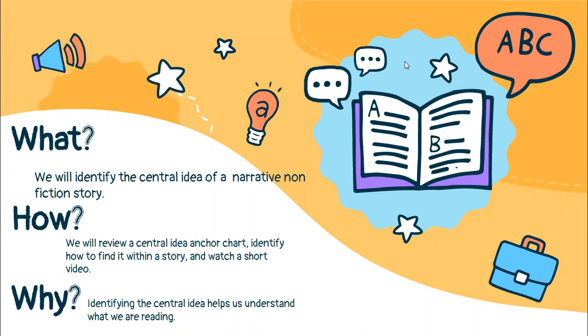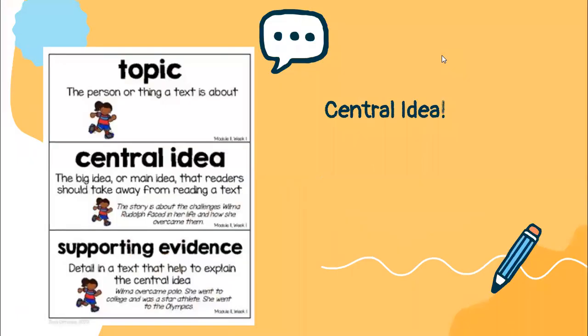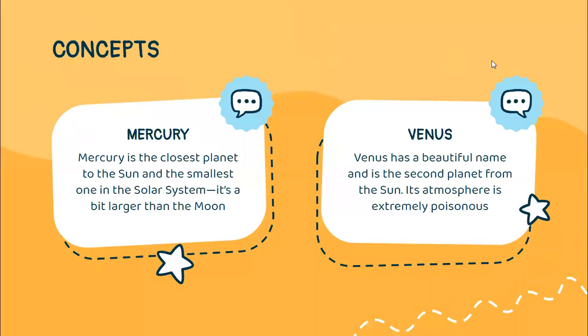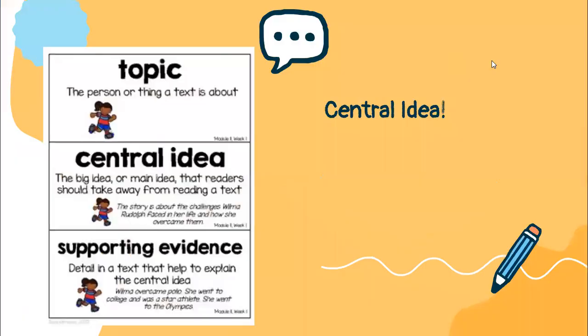So moving on to our next thing, what central idea is. First we have to pick the topic. This is the person or the thing that the text is about. Okay, so topic and central idea, they're kind of similar, but kind of not. Topic is the person or the thing that we are talking about in this book. The central idea is the big idea, the main idea that the readers need to take away from it.